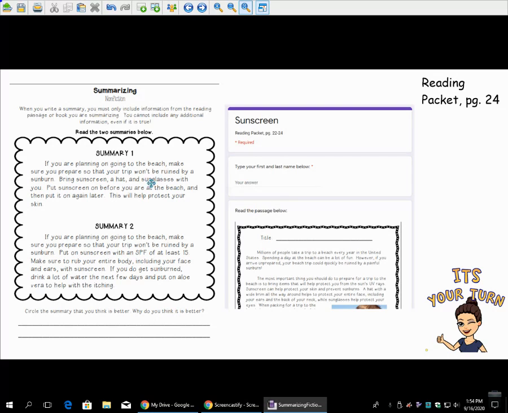Next, you're going to read through both of these summaries and you're going to choose which one is the best. One of them has additional information that was not included in the passage. Choose the summary that has just the information from the passage. Then you're going to explain why it is the better summary. Not because you just liked it better, but because it did not include the additional information. One of them will and one of them won't.